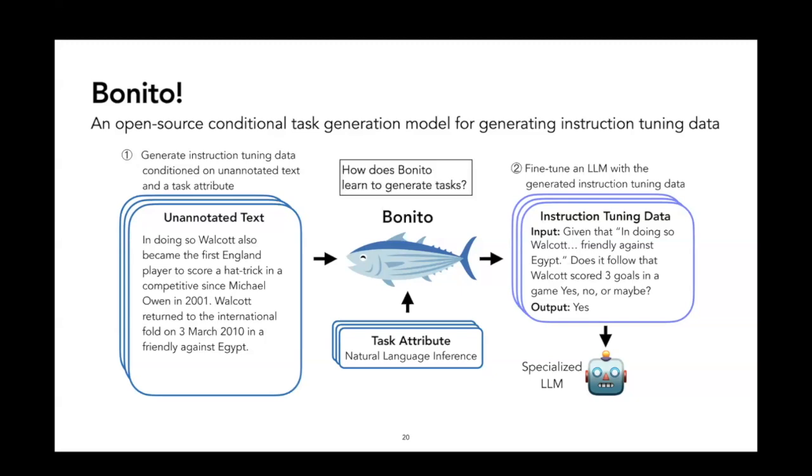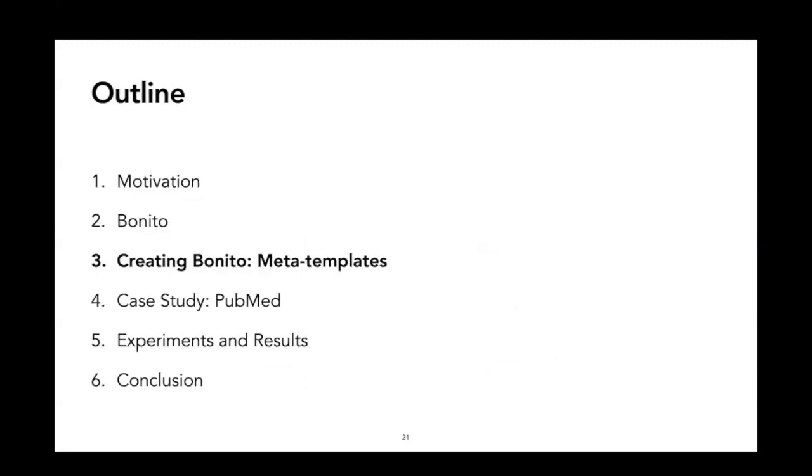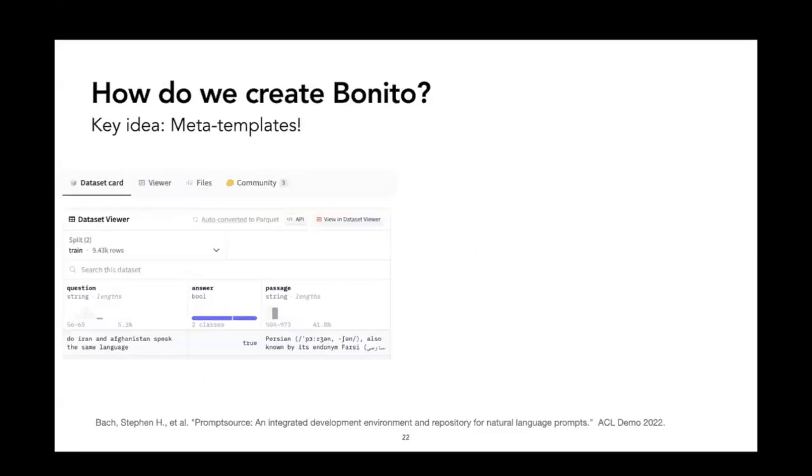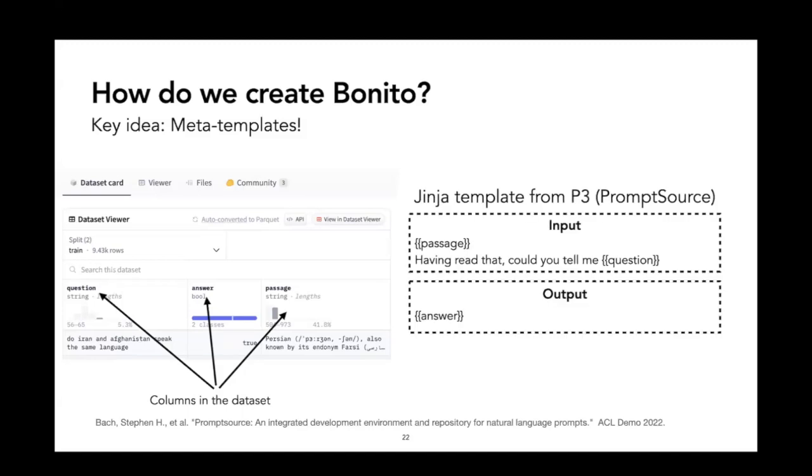Now at this point, you might be wondering, how does Bonito learn to generate tasks? Our key idea is to create meta templates that will generate the datasets which will be used to train Bonito. Let's consider a dataset from Hugging Face. Here we have columns such as question, answer, and passage. Instruction tuning datasets are constructed by using Jinja templates. These Jinja templates convert datasets into instruction response pairs.